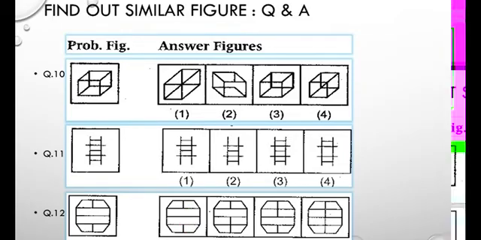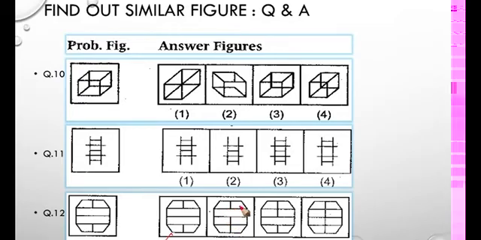In the first answer figure, let's check the 3 lines which are at the center and which are parallel to each other, horizontally placed. First, second, third, this is fine. Let's check the 2 lines, 1, 2, these are also perfectly fine. So this is okay in that context. Let's check the next option.